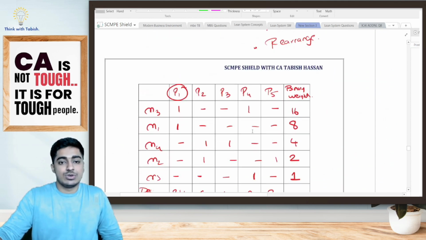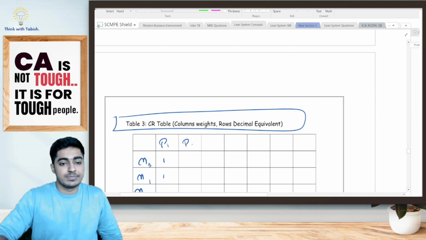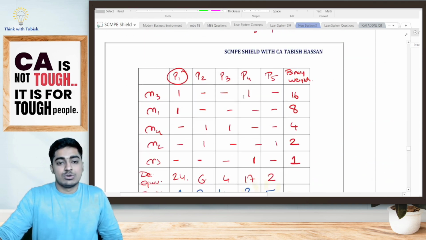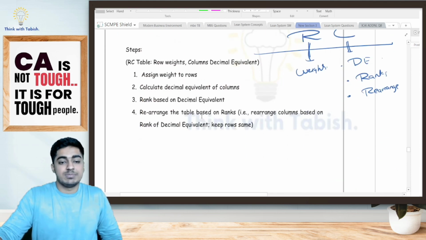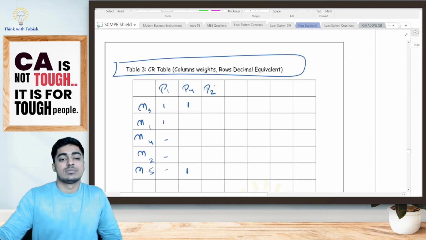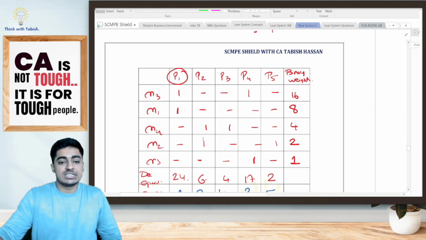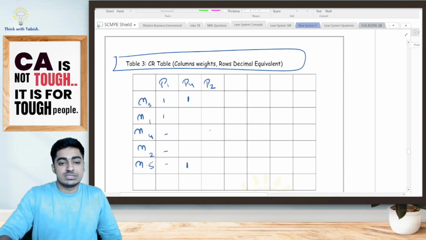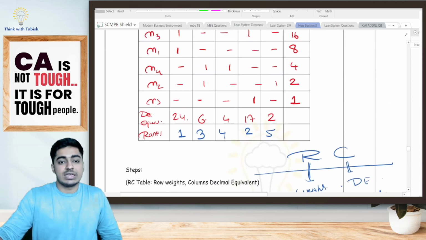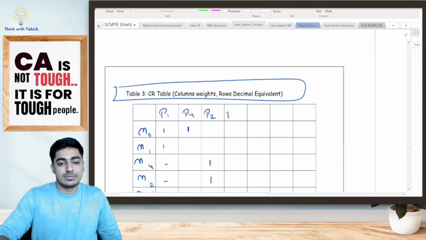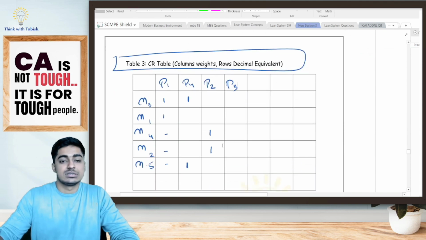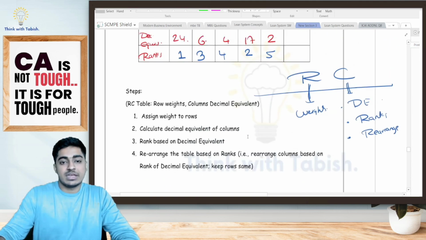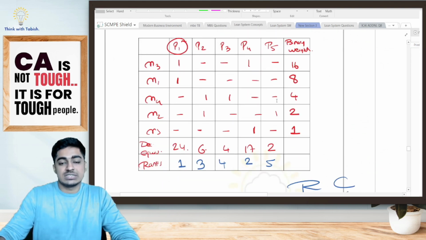Second ranking is going to be my P4. What is the number? 1, dash, dash, dash, 1. Third ranking is my P2. Dash, dash, 1, 1, dash. Fourth ranking is my P3. Dash, dash, 1, dash, dash. And fifth ranking is going to be my P5. Dash, dash, dash, 1, dash.